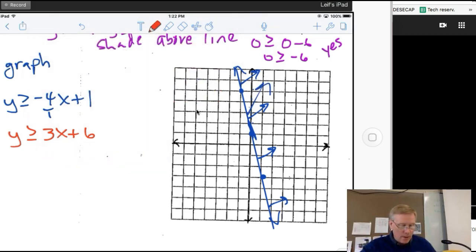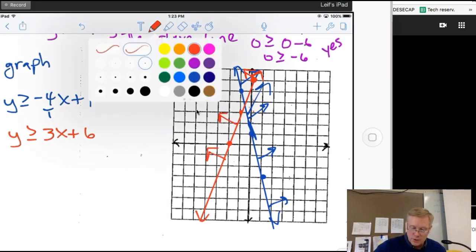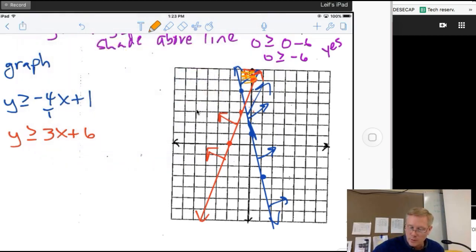Anyway, the other one, y is greater than 3x plus 6. Plus 6 is 1, 2, 3, 4, 5, 6, that is the y-intercept. Positive 3 is up 3, right 1, or down 3, left 1, down 3, left 1. That'll be my slope. And once again, it's a solid line because it's greater than or equal to. The numbers that are greater than are over here on this side, which means the area that's going to be shaded is that little V up here. If I had a bigger graph, it would probably show more of it, but that's the part that's shaded.